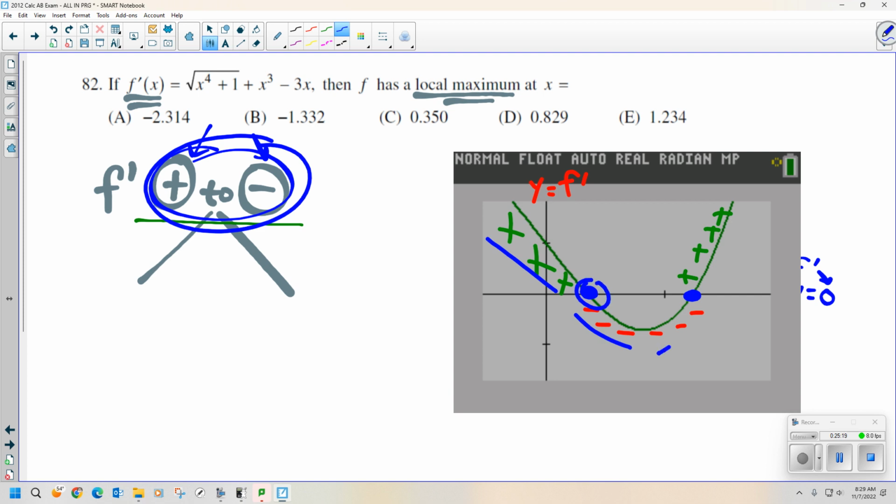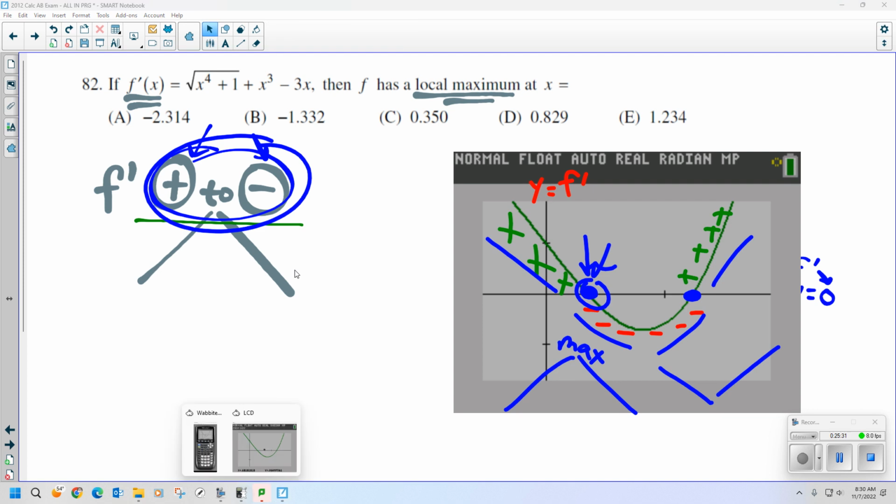So as I go left to right, which point goes from positive to negative? This one goes negative to positive. This one goes down, then up. This one here has a slope that goes up, then down. That's my maximum.